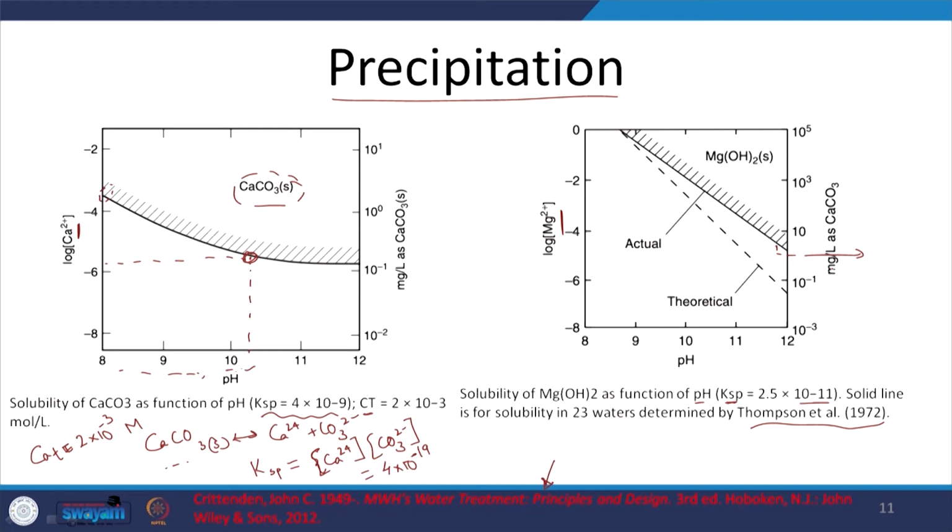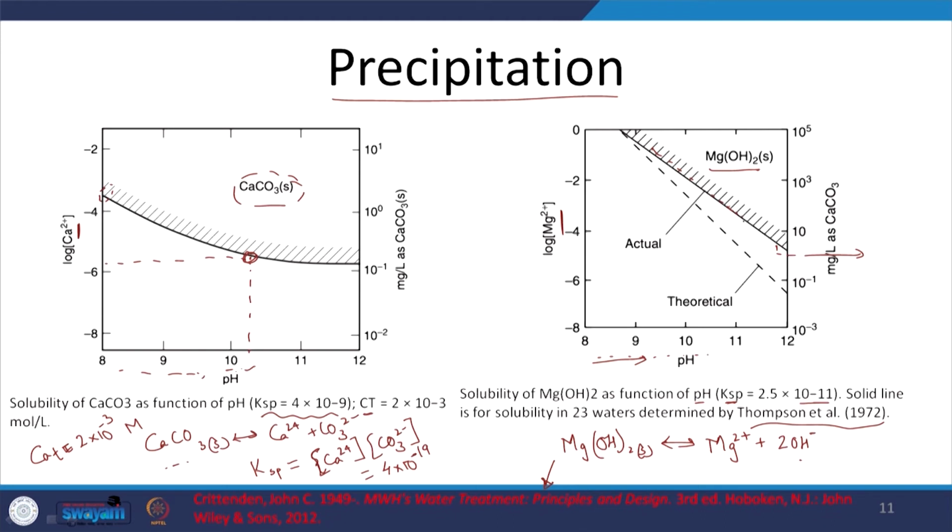So, what do we see here? As we increase the pH, let me write down the equation. Magnesium hydroxide, the solid, will be in equilibrium with Mg2+ and OH-. So, as I increase the pH, what is happening? I am increasing the OH- concentration. As I increase the pH, OH-, then you can see that magnesium hydroxide, the solid, starts precipitating out, and theoretical and actual seem to be similar.